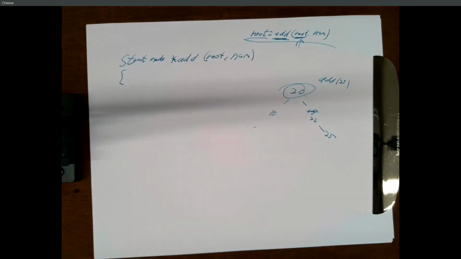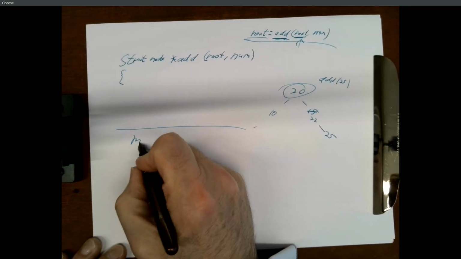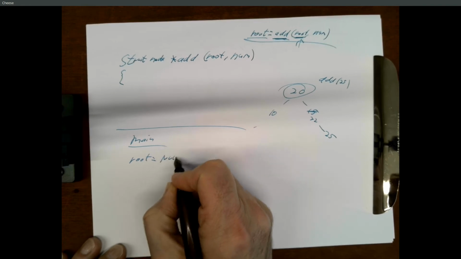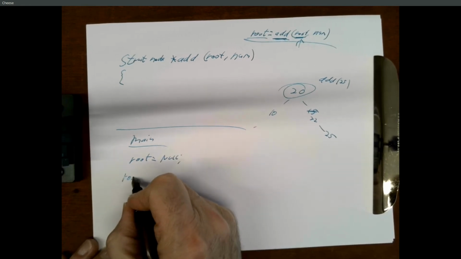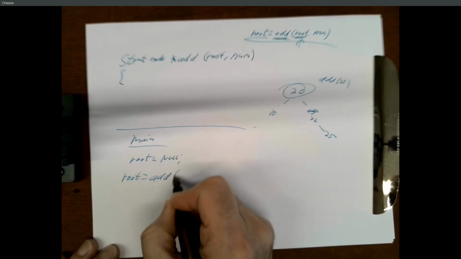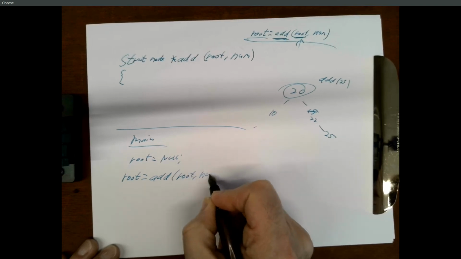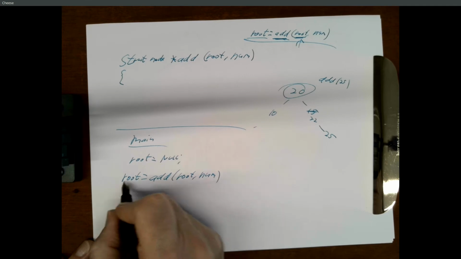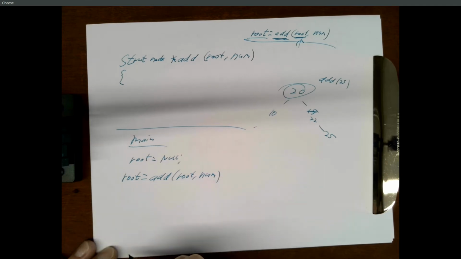So in your main program, you start off with root equal to null, that's your empty tree. When you want to add something, you call add, pass it the root, what you want to add, and the return value goes back into root. So root's always pointing to the top of the tree, or null if the tree is empty.